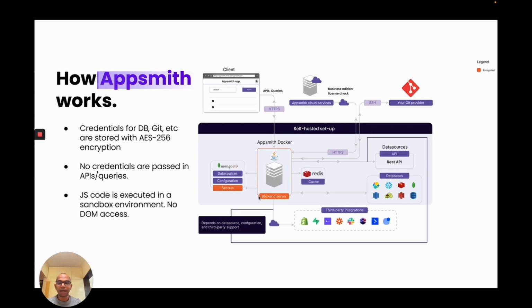There's a single backend server coupled with MongoDB and Redis that is responsible for all of Appsmith's functionality. The backend server then communicates with your database, your private API, within your private network connection, and can also communicate with external SaaS products like Slack, Zendesk, Twilio over the internet. Lastly, Appsmith can version control your apps using Git with any Git provider you choose.